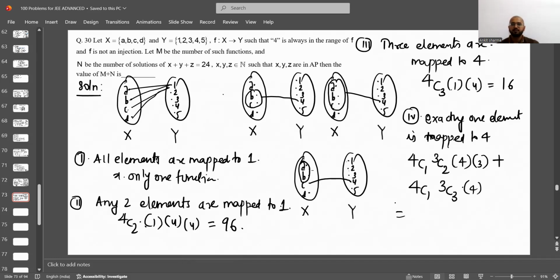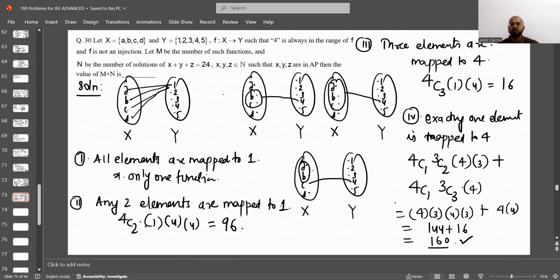So this gives me further 4c1 into 3c2, which is 4, and 3c2 is 3, into again 4, again 3, and then plus 4 into 4. So this will give me 4 into 4, 16, into 9 is 144, plus 16. This gives me 160. So we have here 160 functions. And this way we have counted all of them, all of the functions.